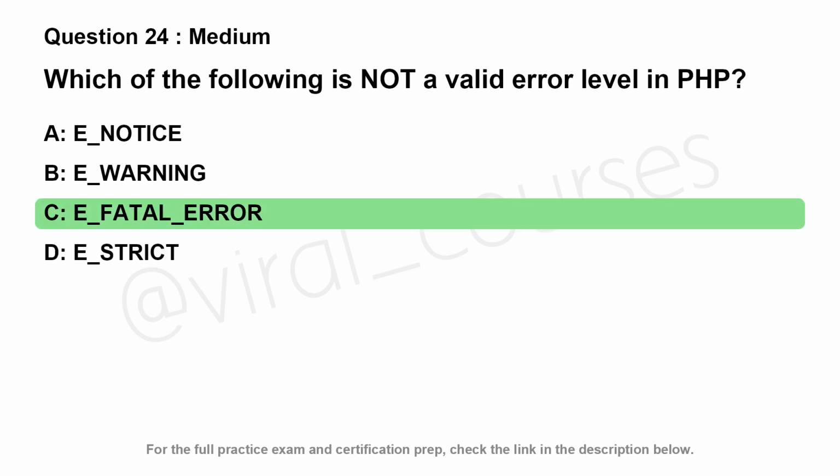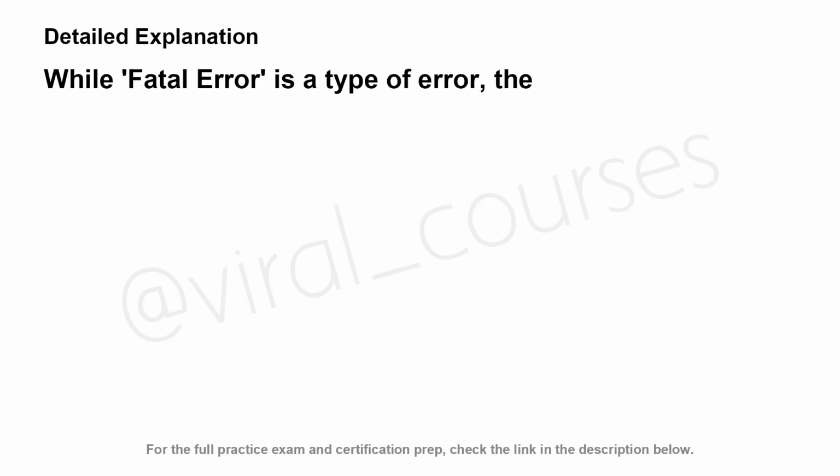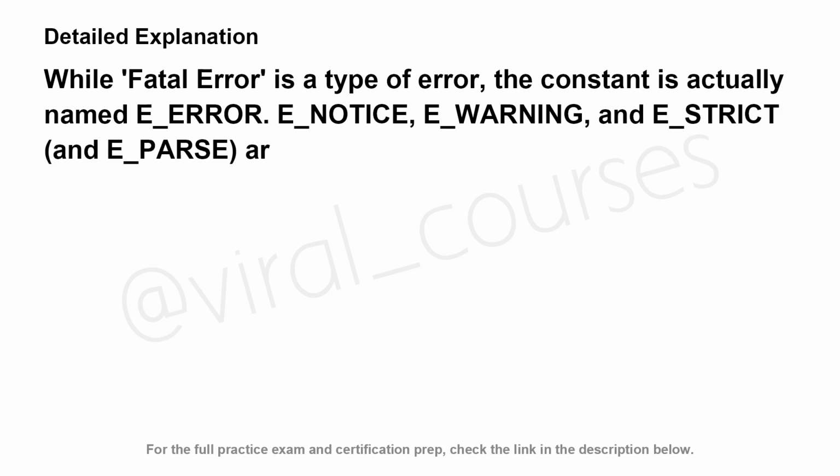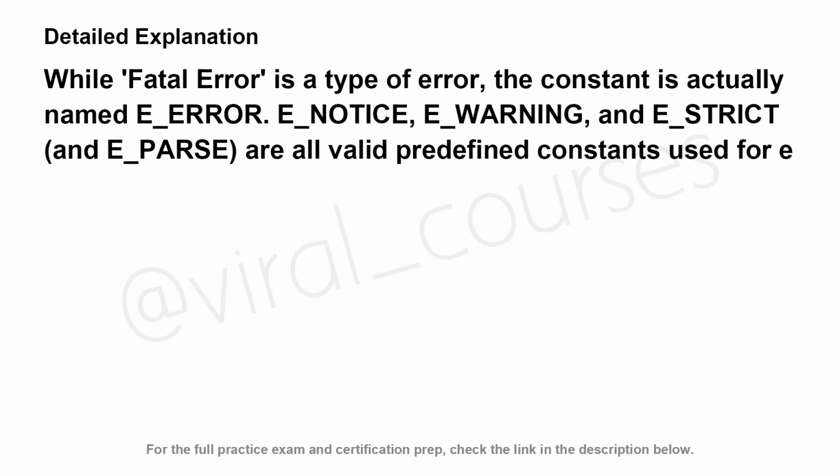The correct answer is C. While fatal error is a type of error, the constant is actually named E_ERROR. E_NOTICE, E_WARNING, E_STRICT, and E_PARSE are all valid predefined constants used for error reporting in PHP.